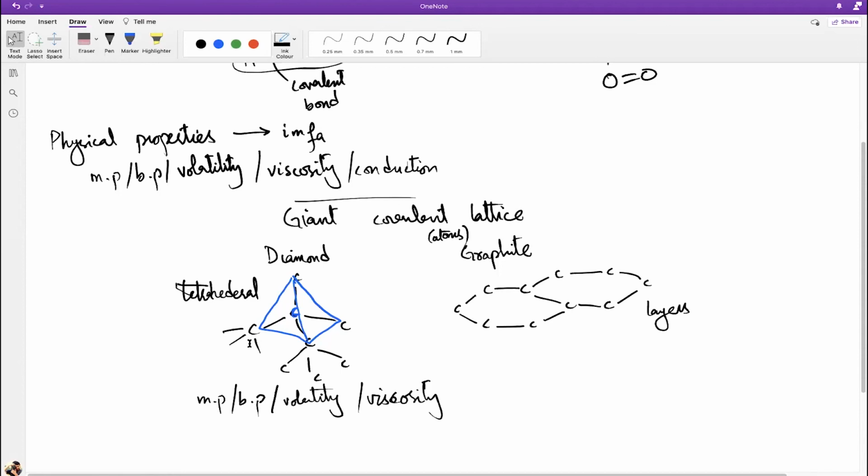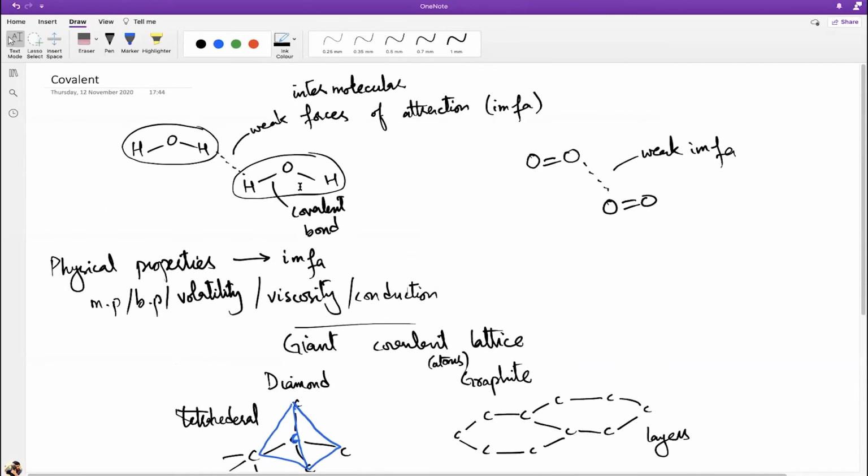So graphite has 1 electron that is free for every atom. So imagine if you have a billion atoms, you have a billion free electrons. It is a really, really good conductor because of it. But diamond has absolutely no free electrons, so does not conduct. Let's talk about these molecules. They also don't have any free electrons.